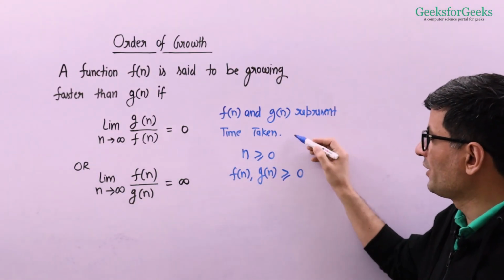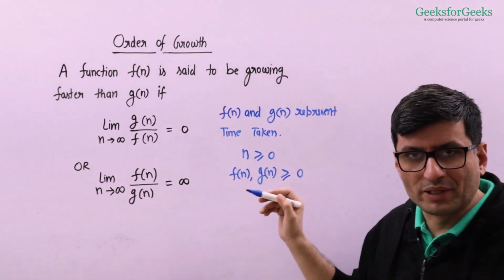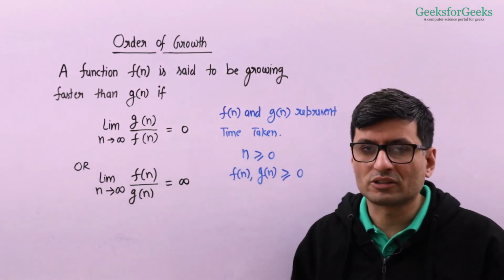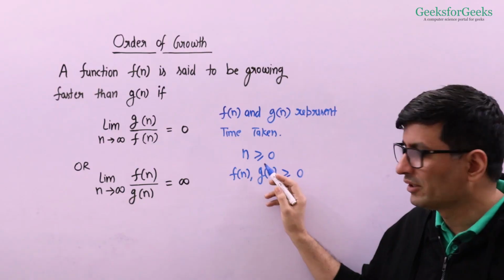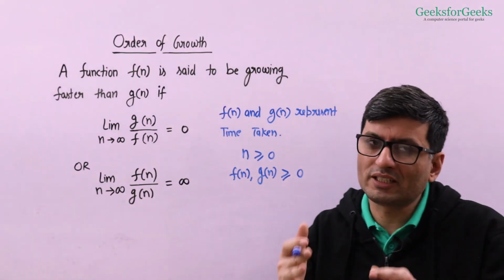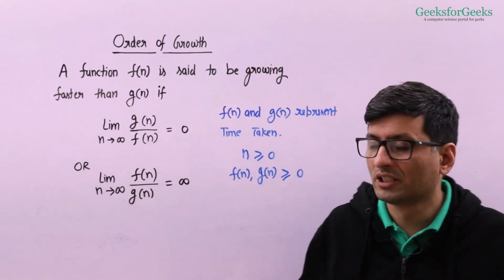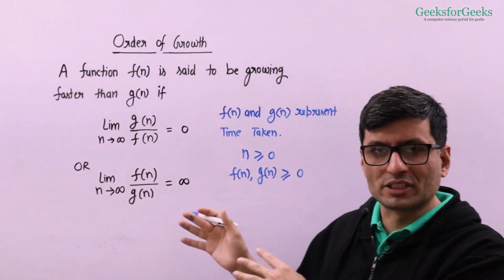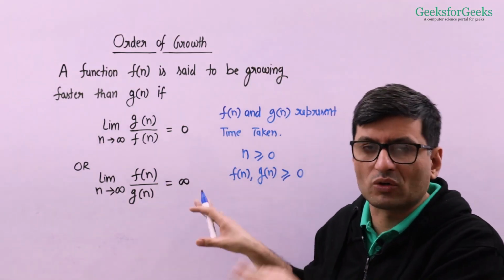One more thing that we have already discussed in the previous video, the value of n represents the size of input. So it must be greater than or equal to 0. f(n) and g(n) represent the time taken by two algorithms. So they should also be greater than or equal to 0. We saw in the previous video that we talk about only one quadrant.